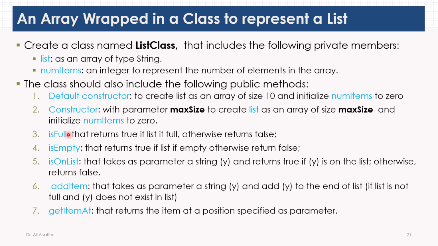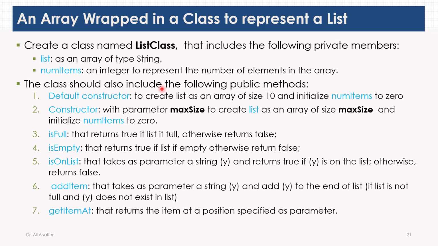The public methods that we are going to define for this class, first we have two constructors. The first one is a default constructor that will create a list as an array of size 10. So the size of the list will be exactly 10 strings and will initialize the variable number of items to 0. The second constructor will have a parameter that specifies the size of the list, which is the maximum size. As if you remember, we called it the capacity, which is going to be the length of the list.